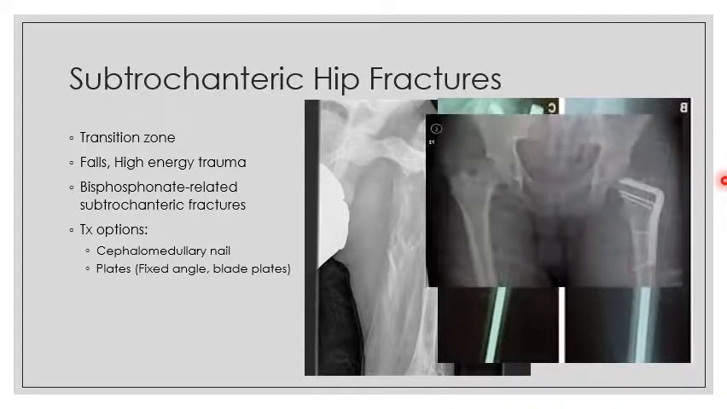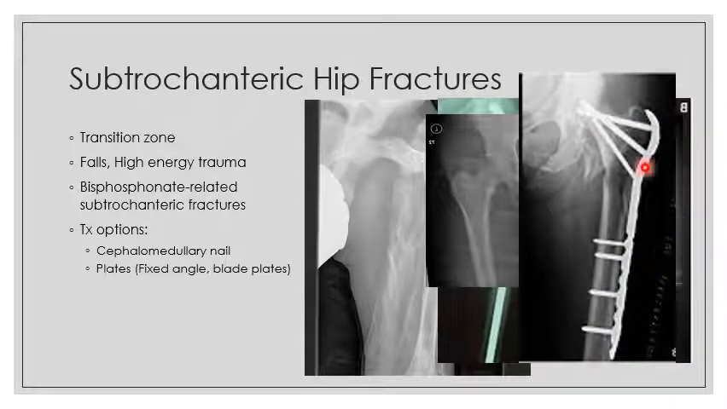So your treatment options are your cephalomedullary nail, and this is a fixed angle blade. This is a blade plate. This is a particularly old implant. If one of you is going to be an orthopedic surgeon, I don't think you'll be able to do this procedure. It's quite an old implant already. But this one is a newer implant. It's a fixed angle locking plate. So basically, it's a plate and the screws are fixed to the plate.